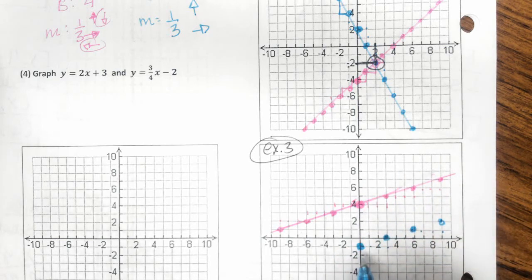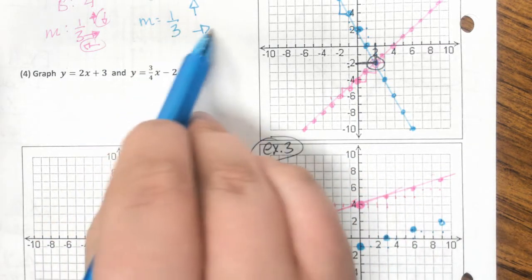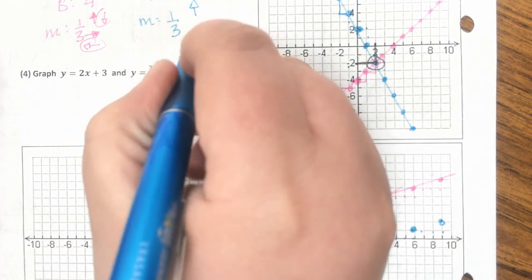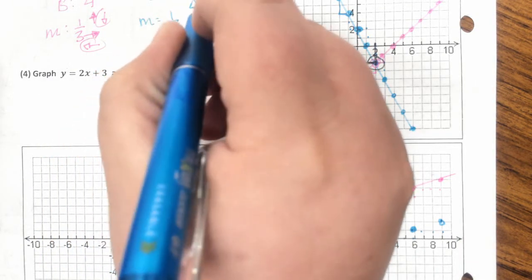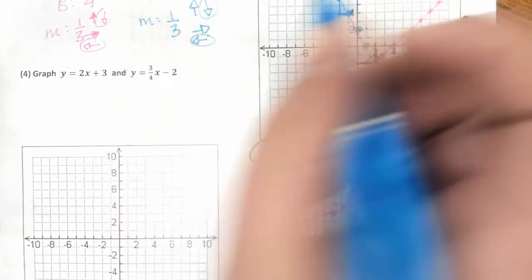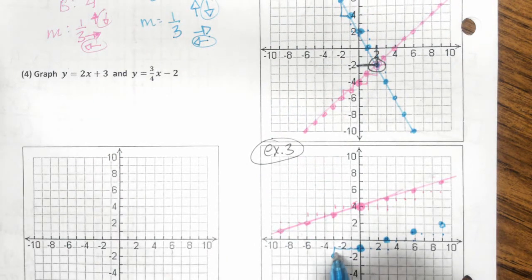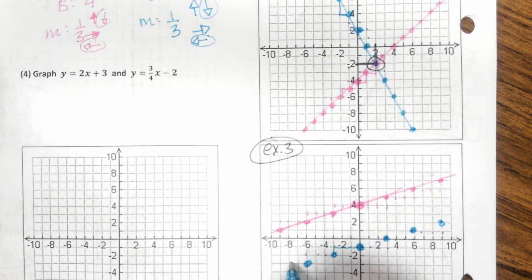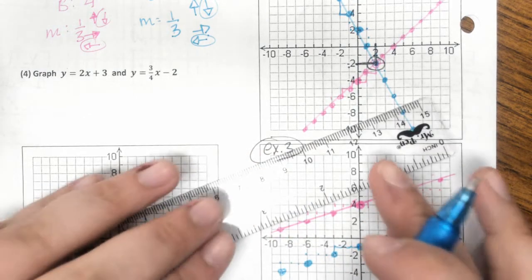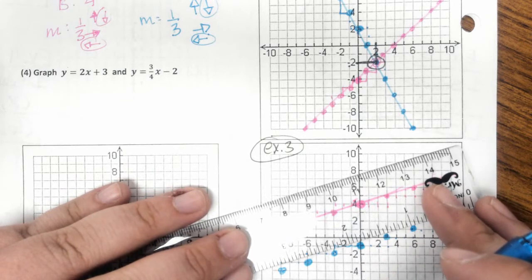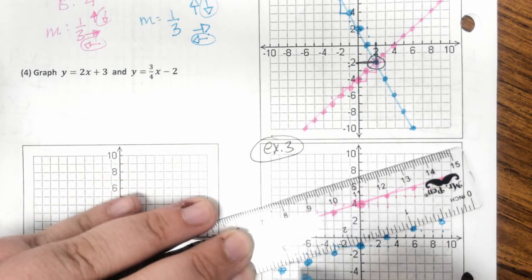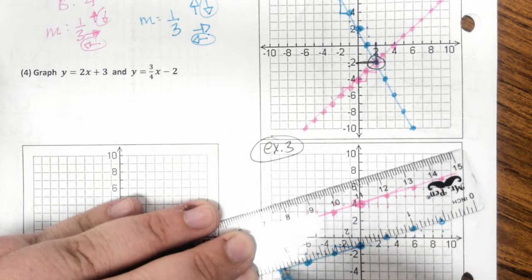Then you go back to the beginning point, and instead of going right 3 up 1, you have to go left 3, and the opposite of up is down. So left 3, down 1. From that starting point, left 3 times and down once. Left 3 times and down once. And we do that until we run out of room. And now we can connect our dots. And then we'll have 2 lines or a system of linear equations on our graph.